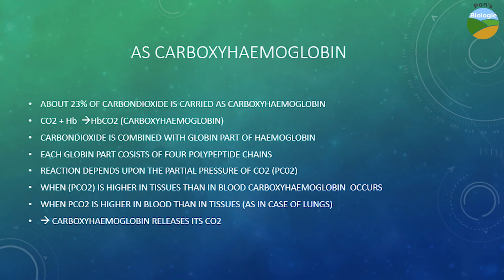And this whole process is achieved by special bicarbonate-chloride carrier proteins that exist in the RBC membrane. This protein moves the two ions in opposite directions, maintaining the balance of the ions on either side. This is called the chloride shift or Hamburger phenomenon.